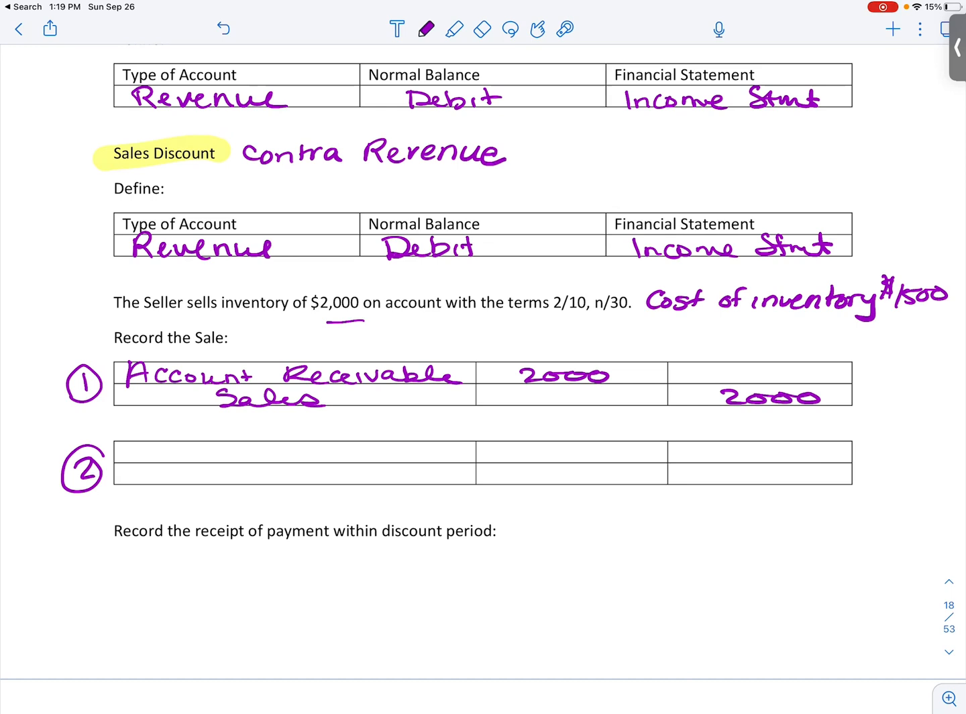But that sale had to come from our inventory. So we need to make sure we show that that inventory is no longer available and that there's an expense related to that. So that's when we're going to debit the cost of goods sold and credit our inventory account for the cost. The cost here is $1,500. So every time you make a sale, just make sure you get both of those journal entries in.